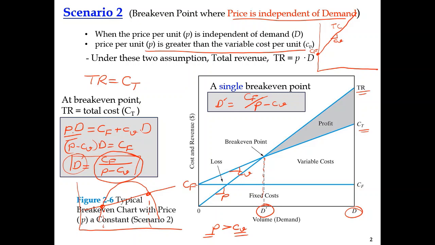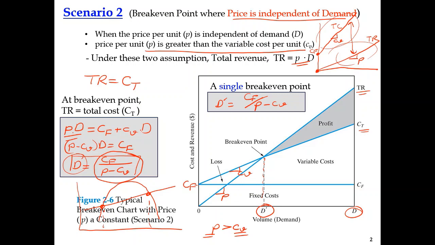The total revenue function will start from 0 because its value is P times D, and since P is less than CV, it will go in this way. So the slope here is P, this is the total revenue function. And as you can see, they don't intersect. There is no break-even point here. The difference at any point is the value that you are losing. You cannot make profit in this case.